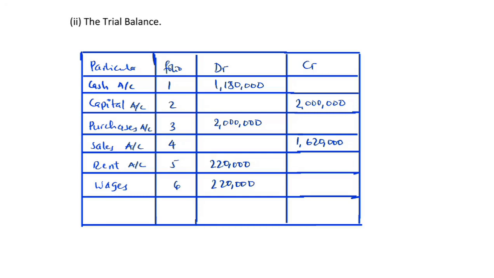Okay, so after summing the debit side and the credit side, our total is going to be 3,620,000 on the debit side. The same amount is going to appear on the credit side, and our trial balance has balanced.